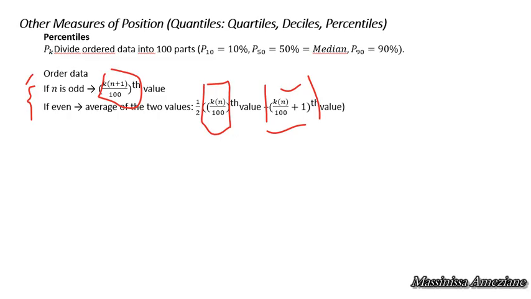For example, for percentile 90, you just replace k by 90. Percentile 50, you just replace k by 50. By the way, percentile 50 is the same as Q2, it is the same as the median, it is the same as decile 5. So this is everything about the measures of position, quantiles, and we saw the quartiles, deciles, and percentiles.